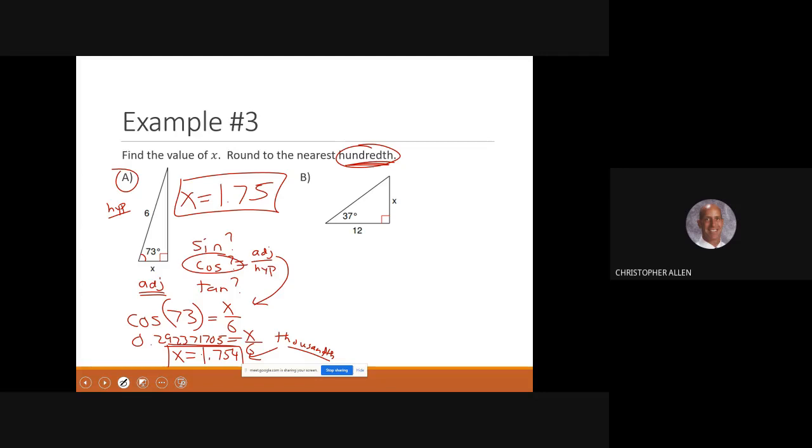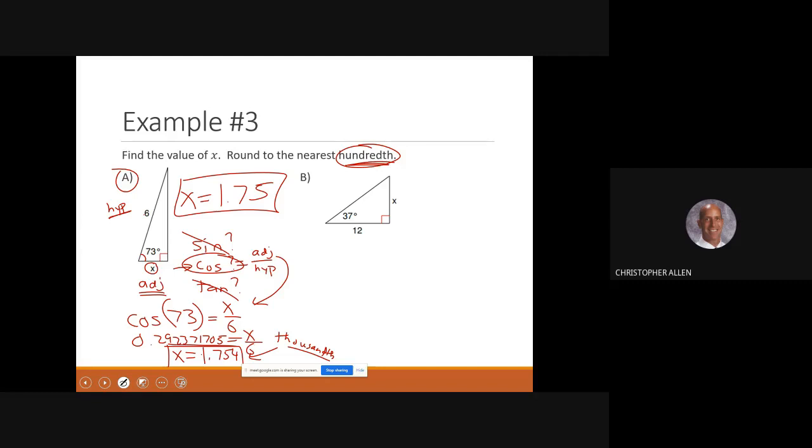I do know, though, that the side I'm trying to find is the adjacent side, and I know the hypotenuse, and I know the angle. That led me to using cosine, not sine and not tangent, because those two don't involve the adjacent side and the hypotenuse. Cosine did. So then I said the cosine of 73 equals x over 6. And then I just solved the simple one-step equation.